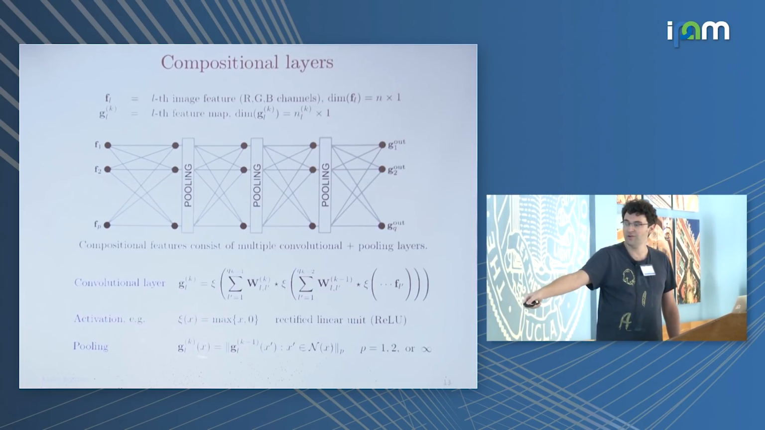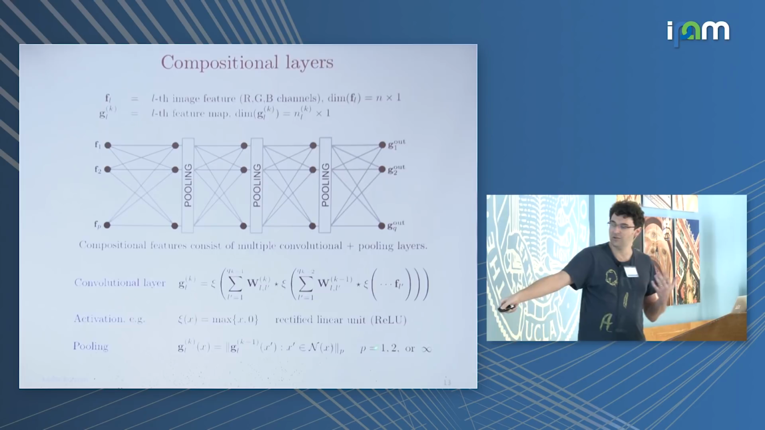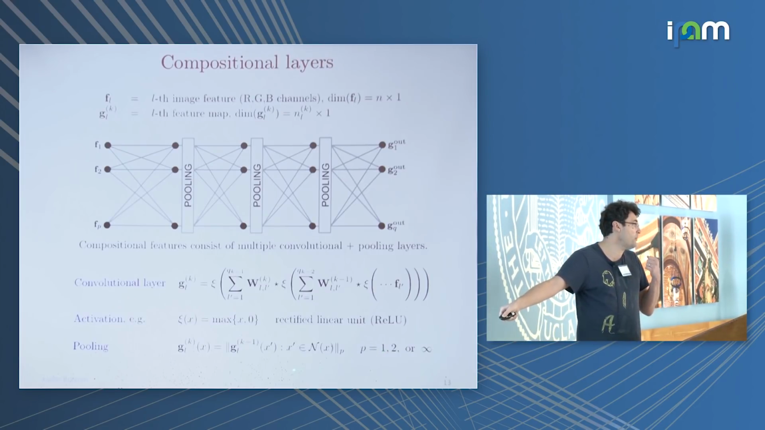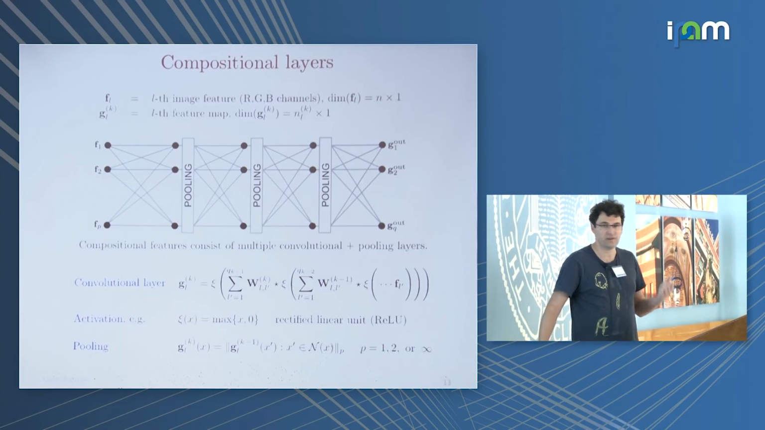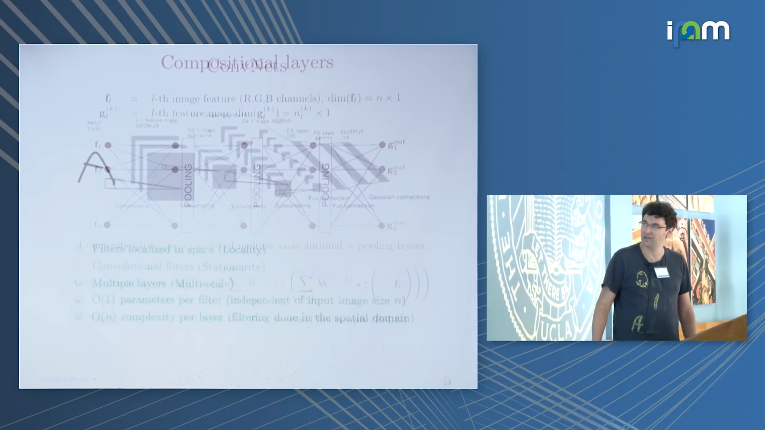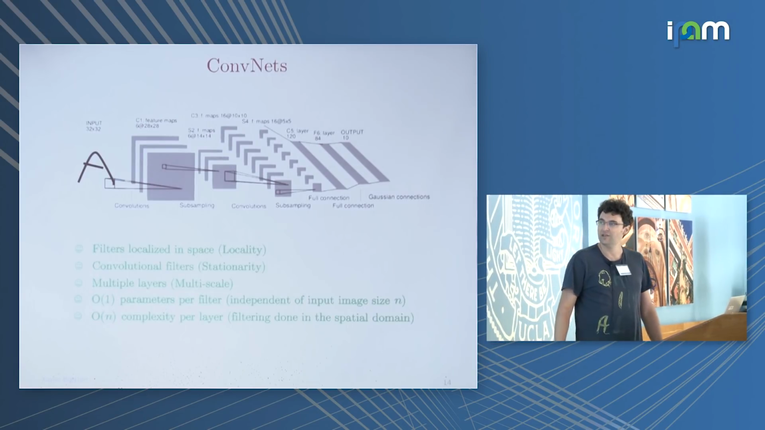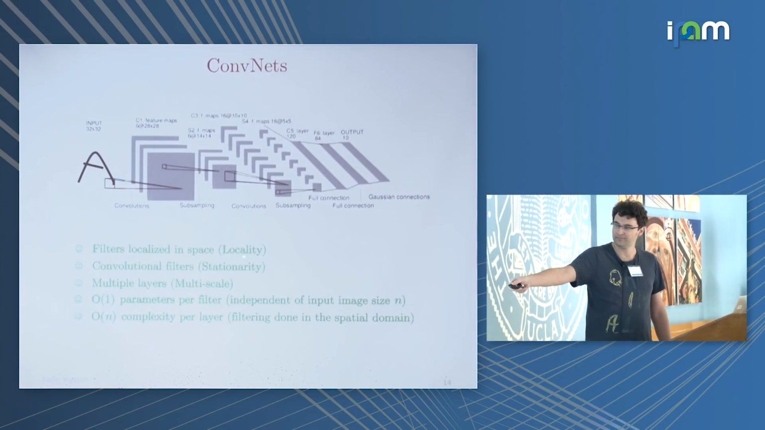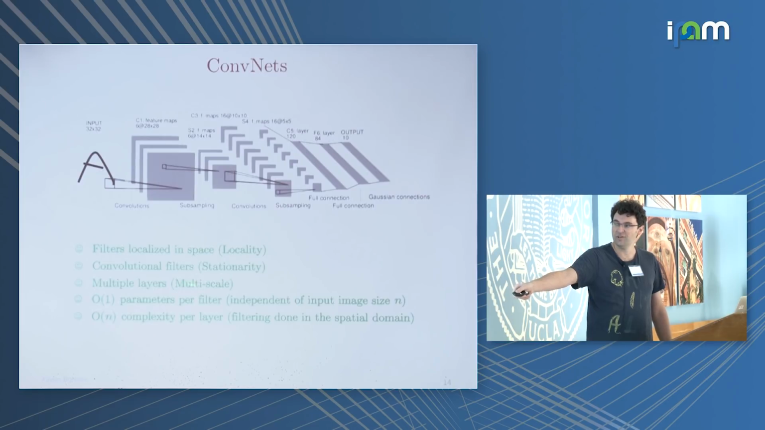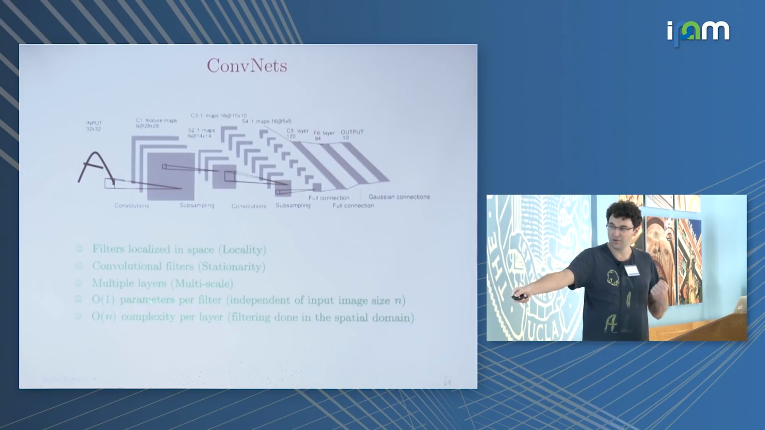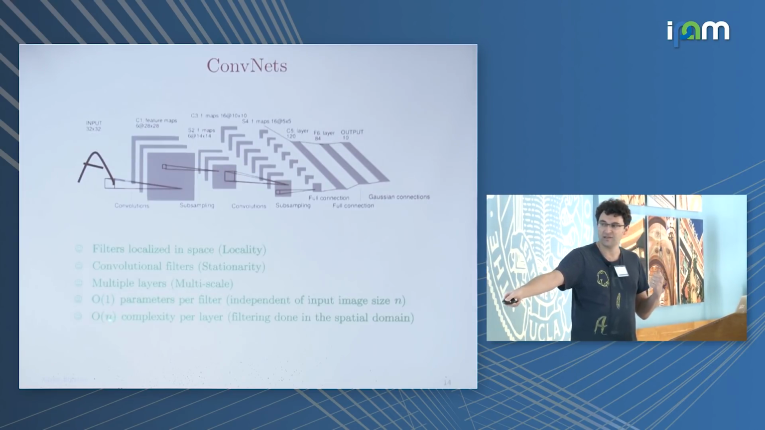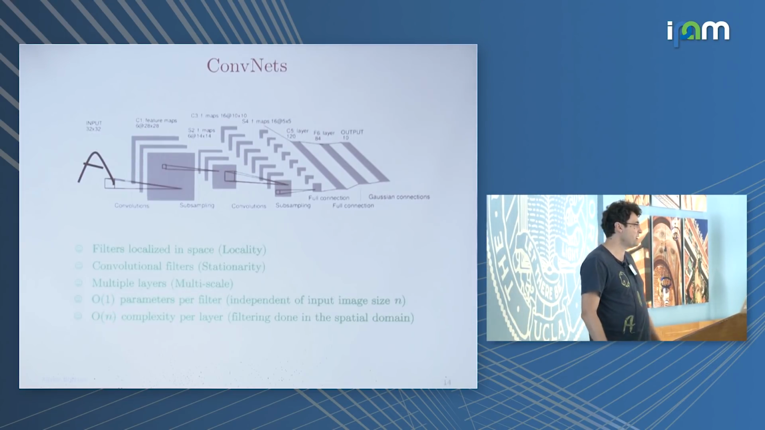And the pooling can be done using median pooling, you can do mean pooling, and you can do max pooling. Okay, so usually max pooling is the one that is used. And in one slide, so these are all the nice properties of convnets. So you have, again, locality, stationarity, multiscale, constant number of parameters to learn per filter, and the learning cost is linear complexity. Okay?